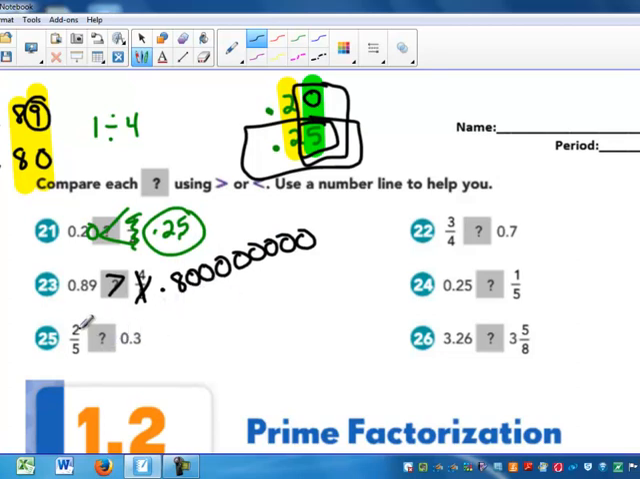2/5 and 0.3, same thing. I'm going to go ahead and turn this to a decimal and say that that is 0.4. You would do that by doing, again, 2 divided by 5. That is 0.4, and then it's pretty easy to tell what's bigger, 0.4 or 0.3. 0.4 is larger. That's 40 cents. That's 30 cents. 40 cents is larger.